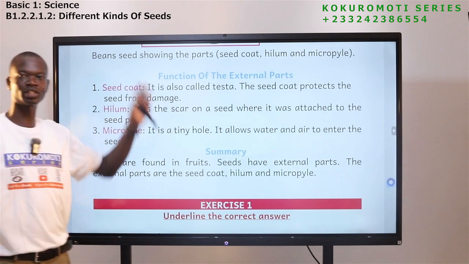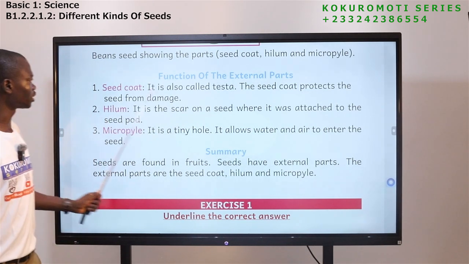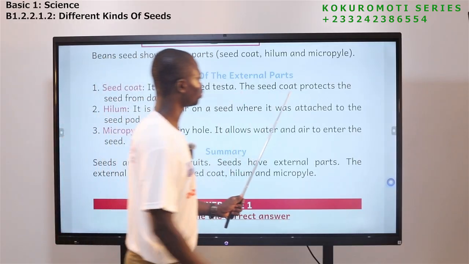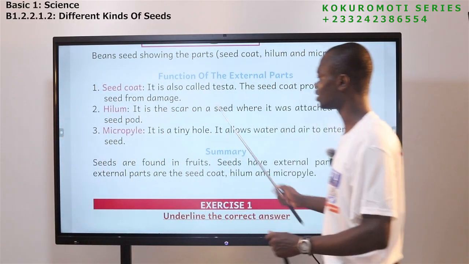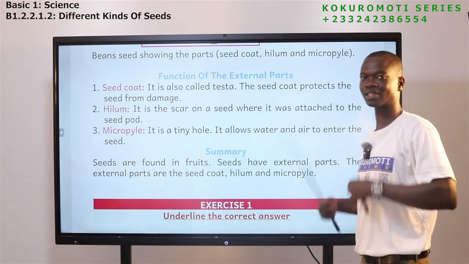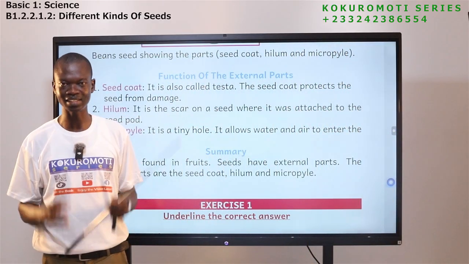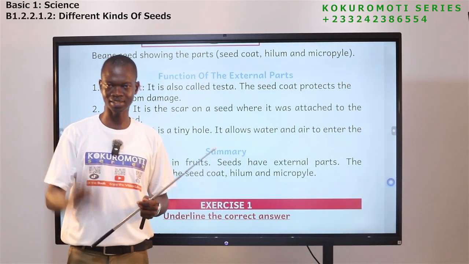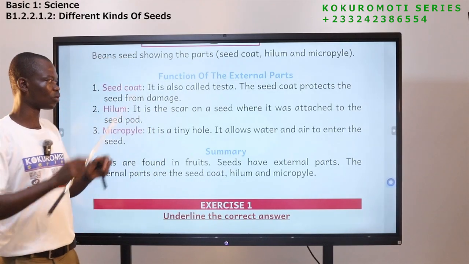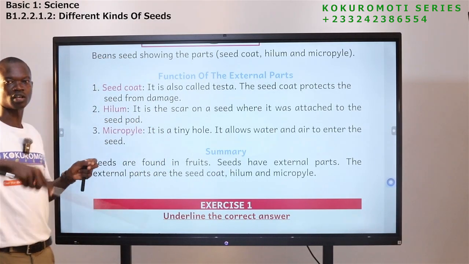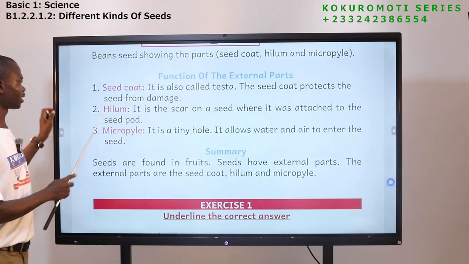The first one, seed coat. We said that the seed coat is the one that covers the seed, so it is called a tester. The seed coat protects the seed from damage. The covering, the one that covers the seed, protects the seed. That is the seed coat, the one that we see covering it. The next one is what?